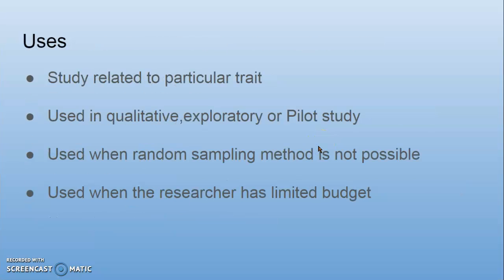What are the uses of non-random sampling method? Study related to a particular triad. Used in qualitative and exploratory studies, or in case you are going to do a pilot study, you can do a non-random sampling method. When random sampling method is not possible, there are some cases in research where you cannot do a random sampling method. In that situation, you can do a non-random sampling method. Used when the researcher has limited budget. If you have time and money limitations, you can go for a non-random sampling method.